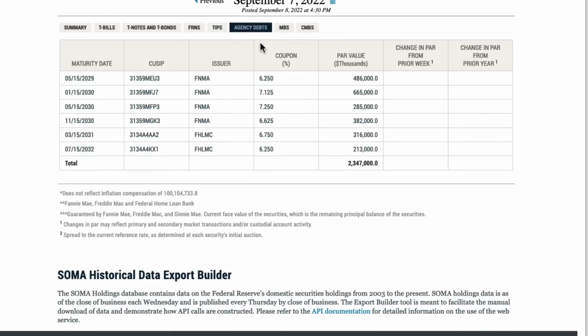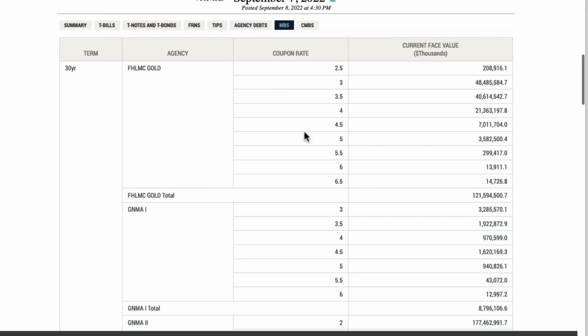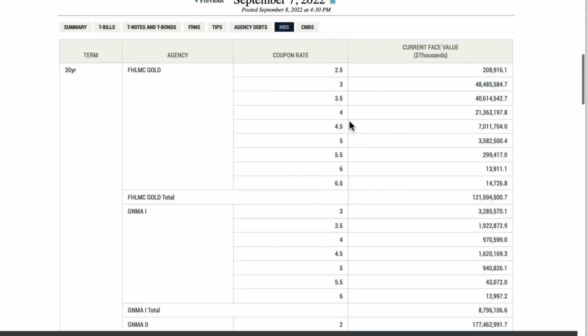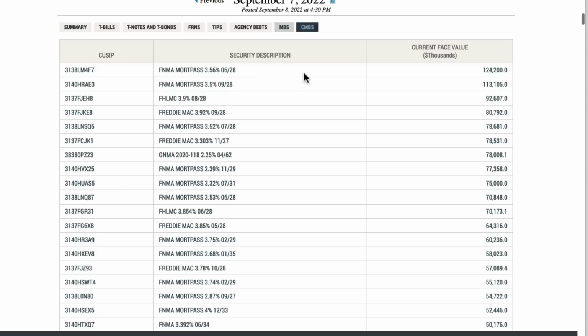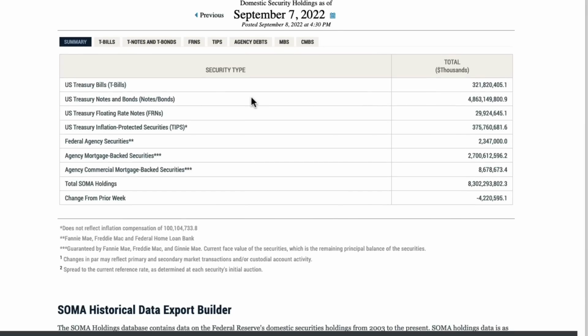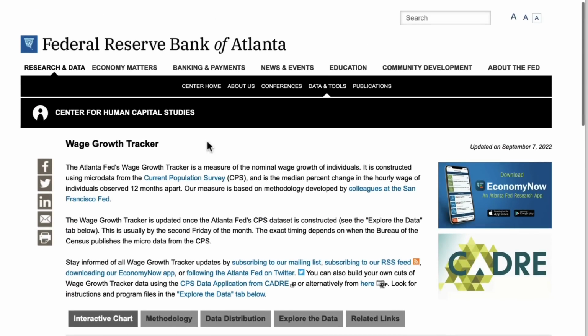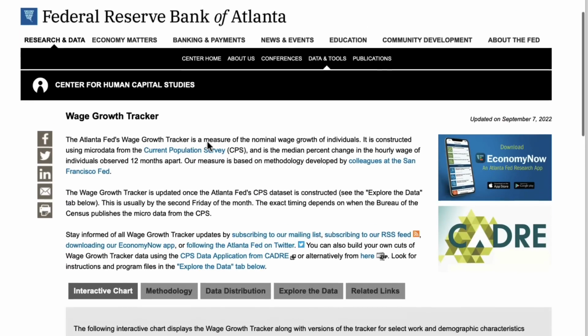You have agency debts, and here, well, we don't really know what's going to happen, again, because these are principal and interest bearing. Sorry, not agency debt, mortgage back. The mortgage back, we don't know what's happening here because this is principal and interest. And then you have some commercial mortgage backed securities as well. So there's a lot that you can do on this one. Let's look at the wage growth tracker. This is from the Federal Reserve Bank of Atlanta.